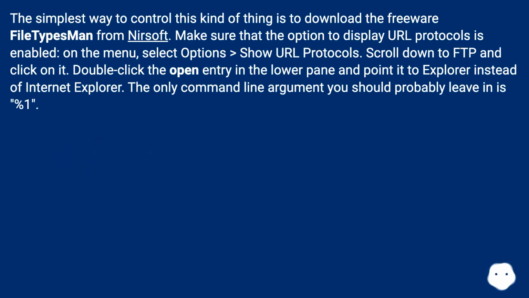The simplest way to control this kind of thing is to download the freeware FileTypesMan from Nirsoft. Make sure that the option to display URL protocols is enabled. On the menu, select Options > Show URL protocols. Scroll down to FTP and click on it. Double-click the open entry in the lower pane and point it to Explorer instead of Internet Explorer. The only command line argument you should probably leave in is %1.